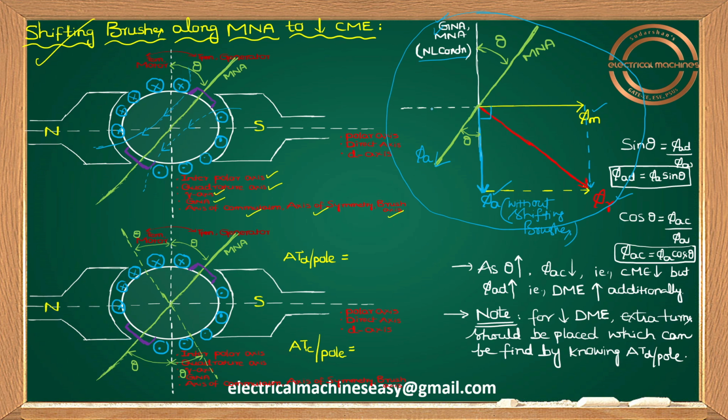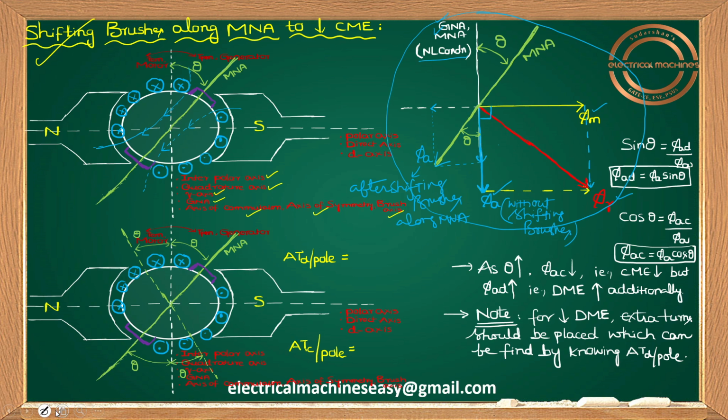Okay, guys. Now let me show, this φA is nothing but, so after shifting of brushes, let me write here, φA is nothing but shifting brushes along MNA. That means after shifting brushes along MNA, this is what I can say φA becomes here, and this φA is having two components, one along the y-axis, let me show like this, one along the x-axis, let me show like this. Okay, guys, so please try to understand clearly.